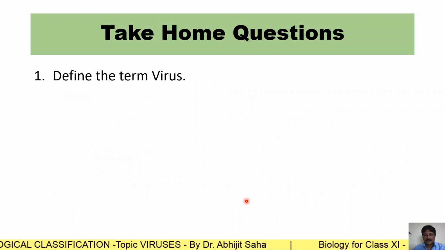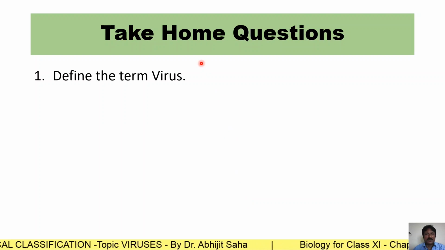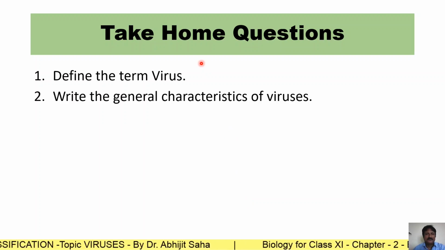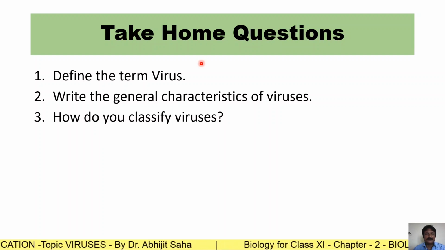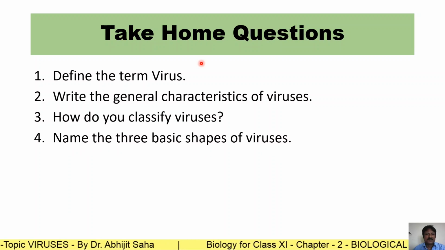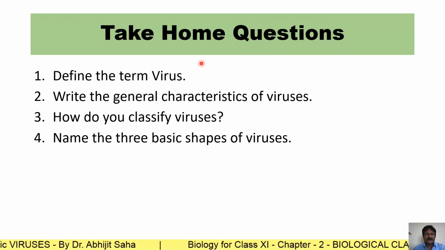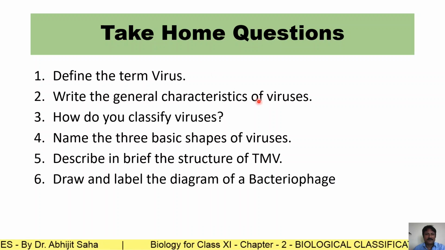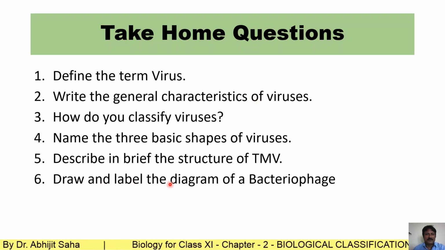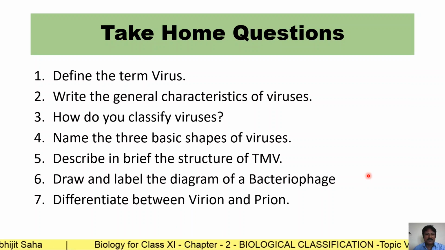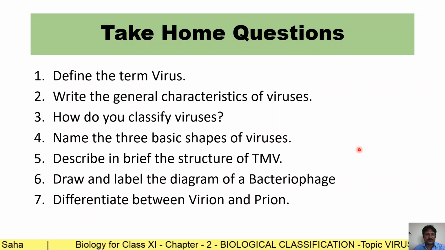Now these are some questions for you which you will answer at your home. Define the term virus. Write the general characteristics of virus. How do you classify viruses? Name the three basic shapes of viruses. Describe in brief the structure of TMV. Draw and label the diagram of a bacteriophage. And differentiate between virions and prions.